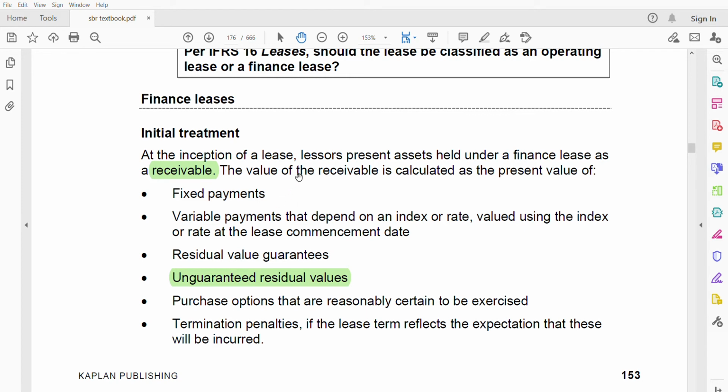So the value of the receivable, because the lease liability of the lessee will be the receivable for the lessor. So it's the same thing.